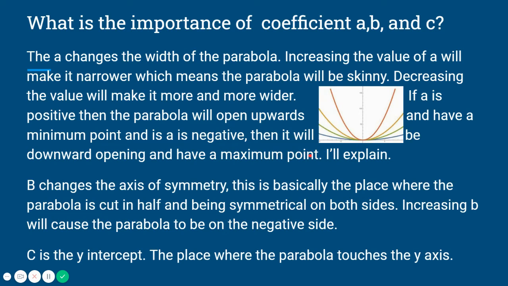So B changes the axis of symmetry. This is basically the place where the parabola is cut in half and is symmetrical on both sides. Increasing the value of B, so it's positive, will cause the parabola to be on the negative side, which is over here on the left of the x-axis. So C is the y-intercept. Not very hard. It's basically just where the parabola touches the y-axis.